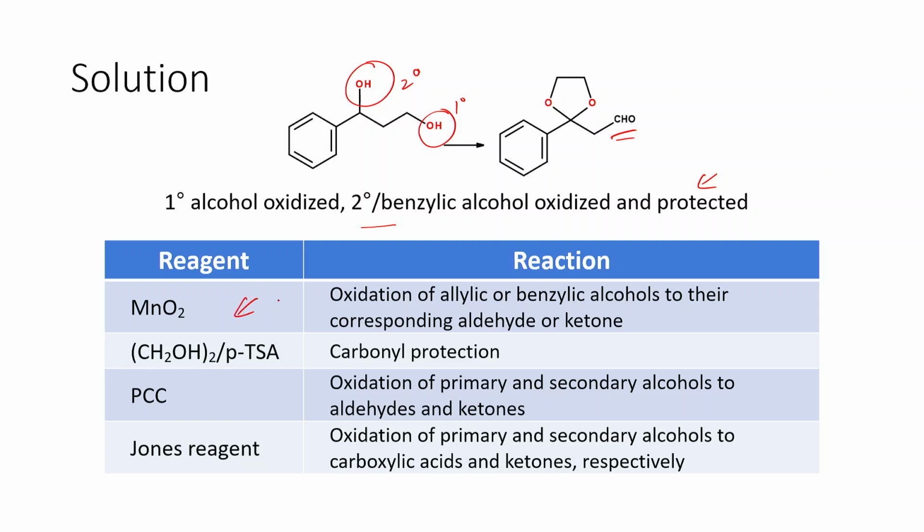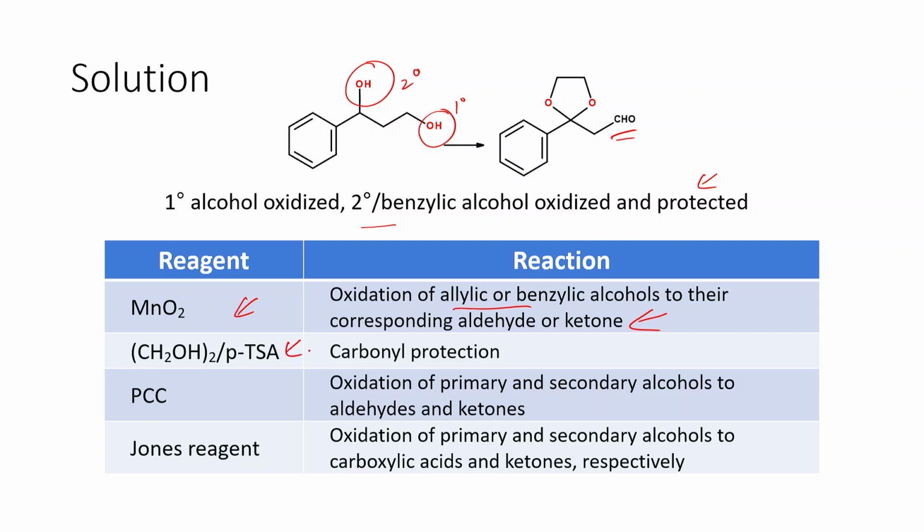Let us look at each reagent and what it will do. MnO2 is one of the reagents given. MnO2 will do allylic or benzylic oxidation; that particular hydroxyl group will be oxidized and converted to either an aldehyde or a ketone. If it is a primary benzylic or primary allylic alcohol, or even benzyl alcohol, it will be converted to an aldehyde, and if it is a secondary alcohol, it will be converted to a ketone. This is what MnO2 will do.